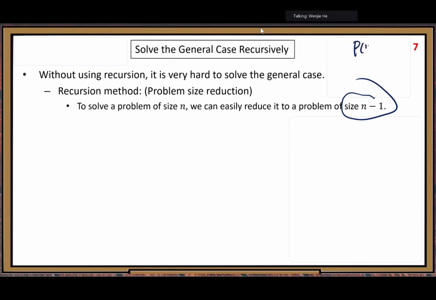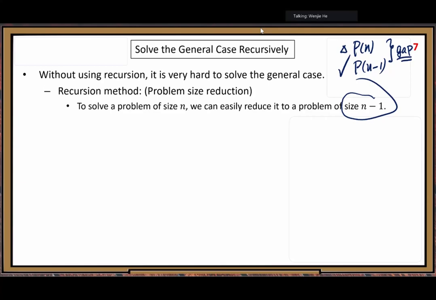Currently, this is our goal, P of n. But you assume P of n minus 1 has been solved. So what you need to do is just fix that gap part. There is a small gap between these two adjacent problems, so you only need to put your effort on the gap of two adjacent problems. So that's our understanding of recursion.